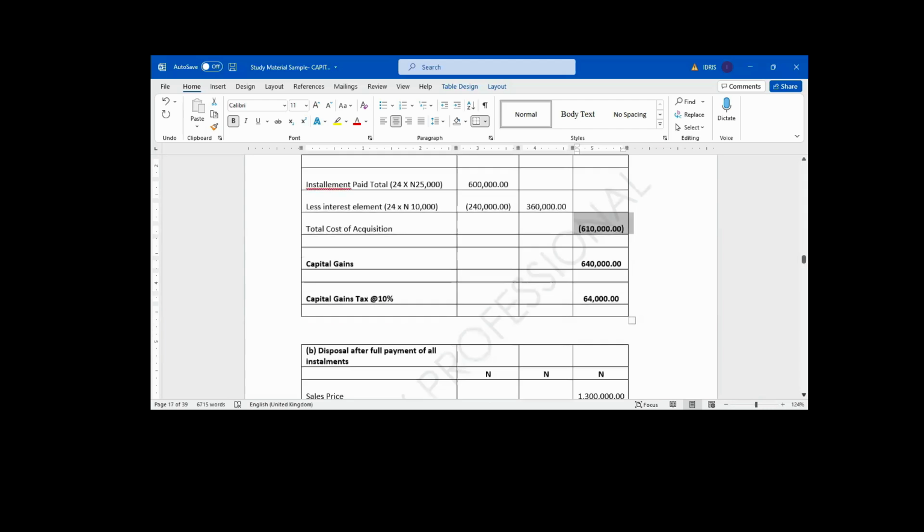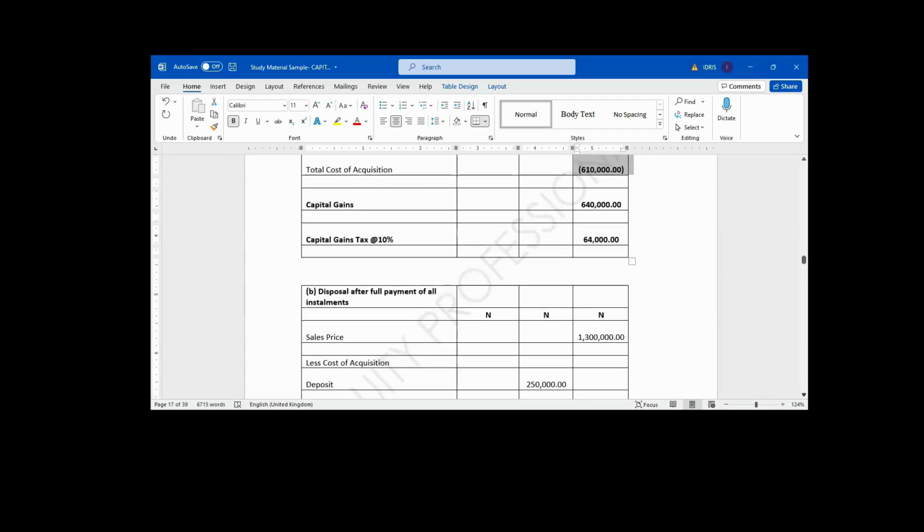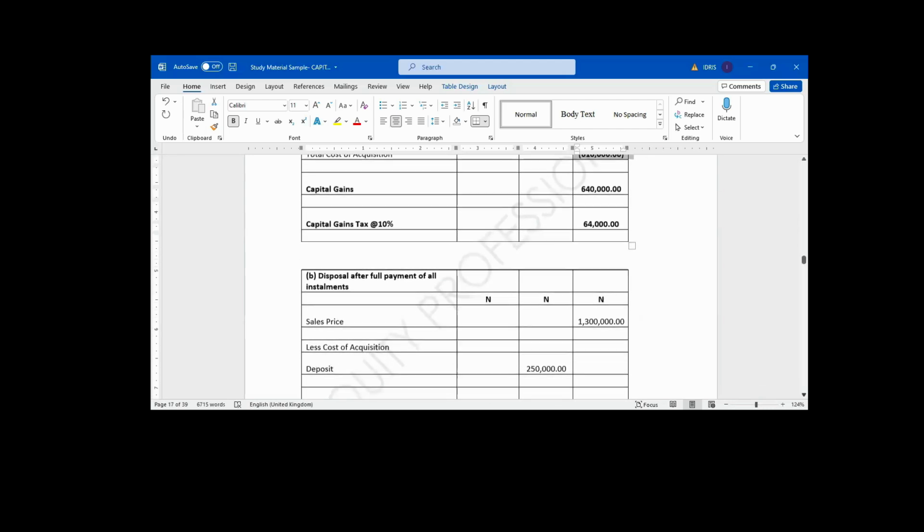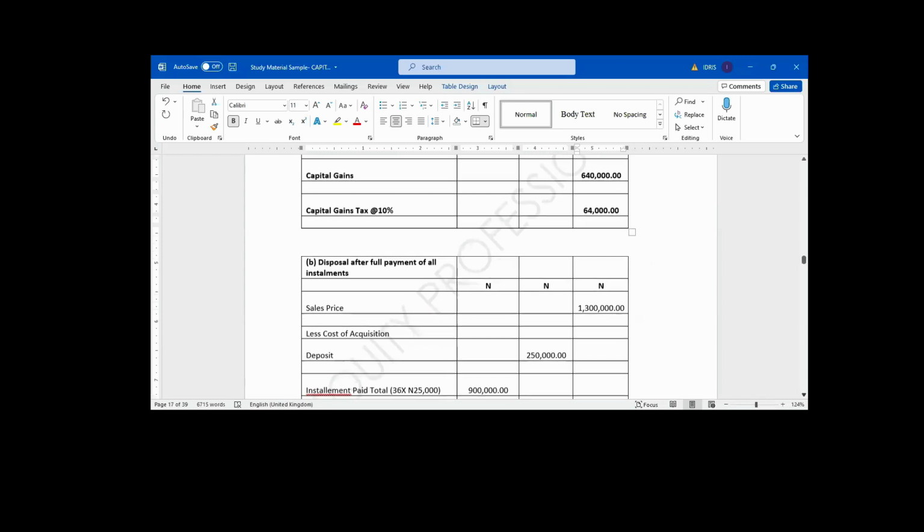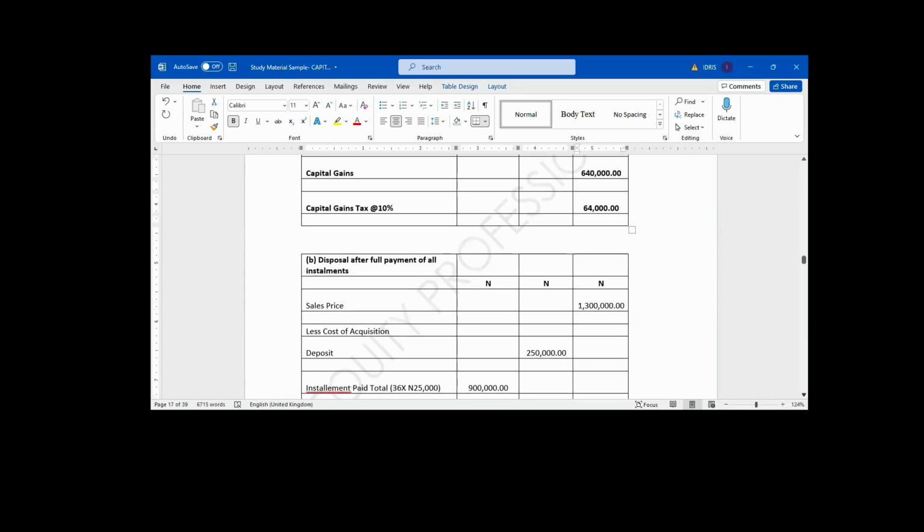So that is after 24 installments. After payment of the full installment, the full installment is how many installments? 36. He sells the asset for 1,300,000 after paying 36 installments.